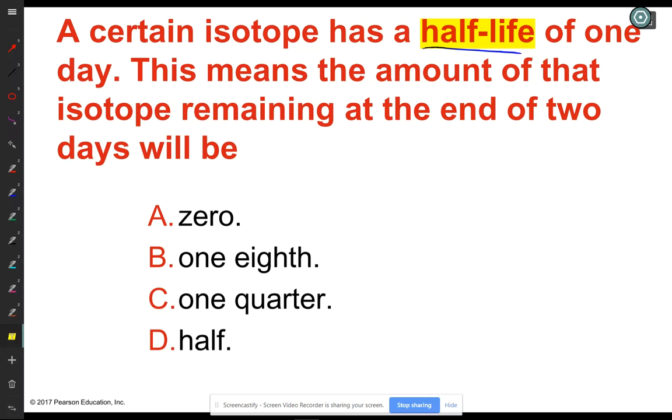So the reason radioactive decay works this way is because it's a probability. Every second there's a certain probability of decay. And so it's like rolling a die, which is why that's what we're doing for lab today, is rolling dice.